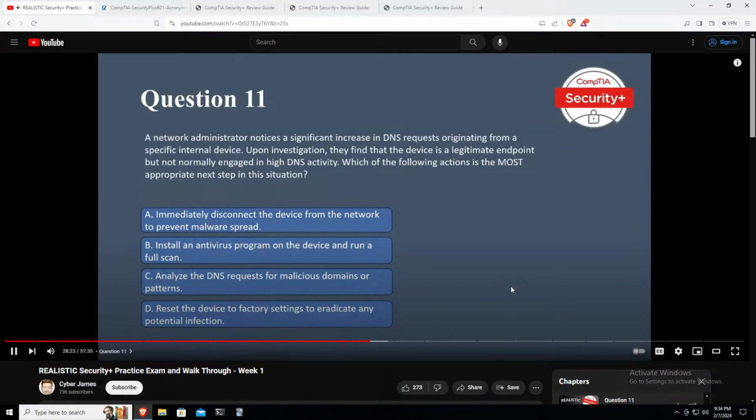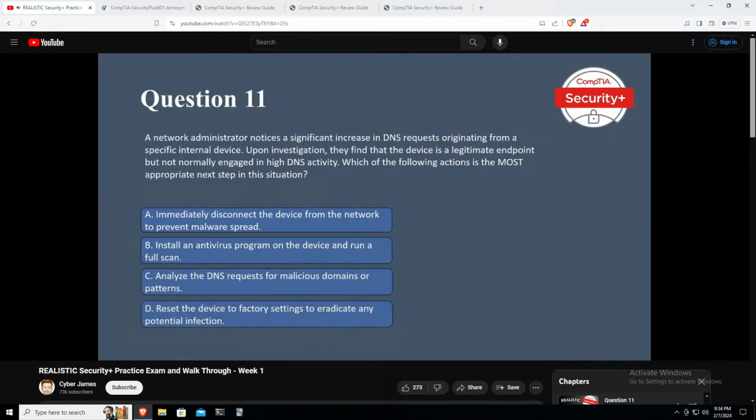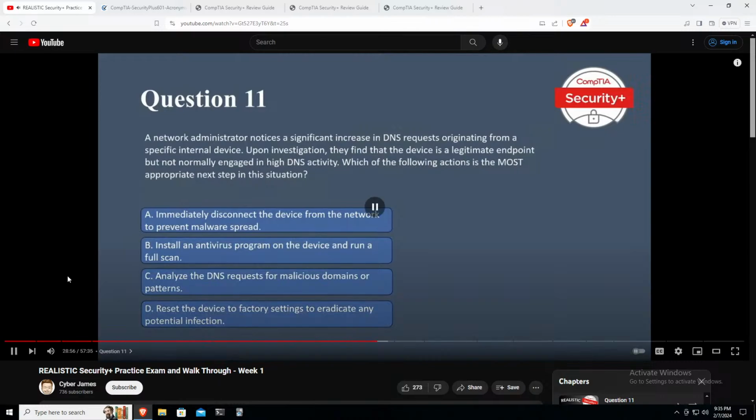For B, it's kind of like A. We don't know if it's malware. We're not really sure exactly what's going on with it yet. And if it's something that can support antivirus, it should have already had that. C, analyze the DNS requests for malicious domains or patterns. If you're looking at the steps of triaging, you're still in the analyze phase. You don't know what's going on yet.